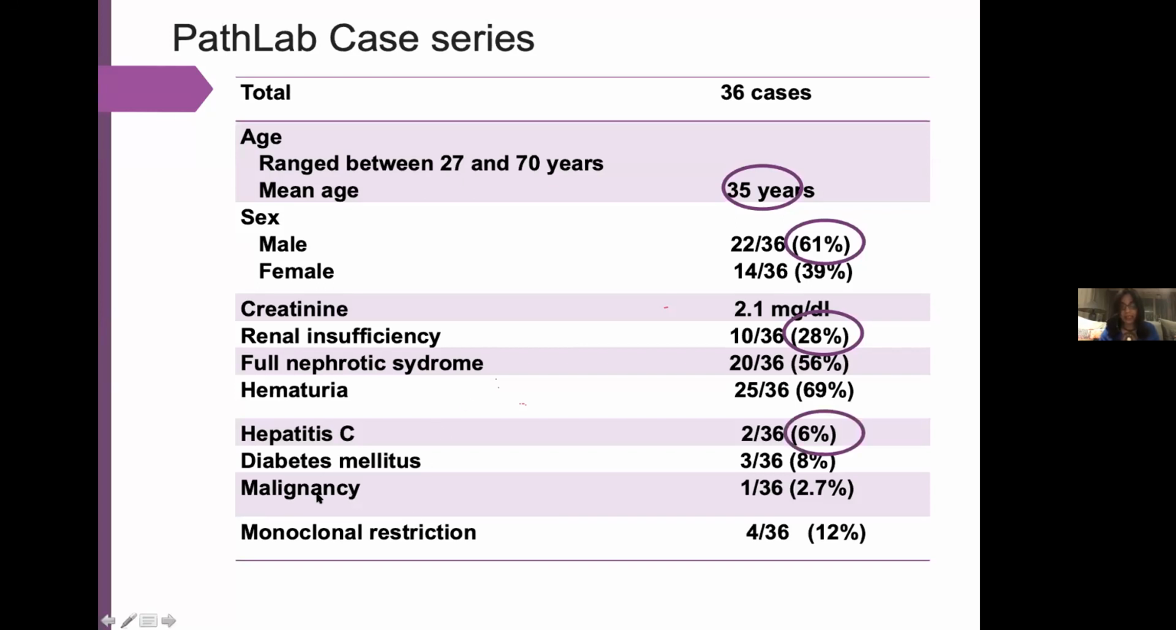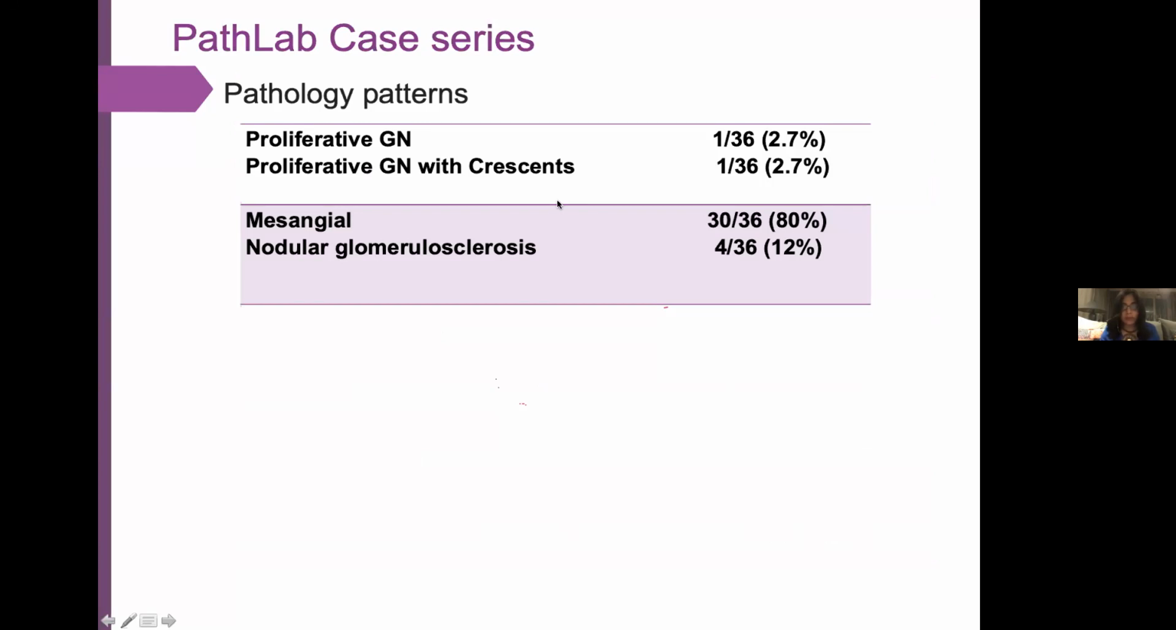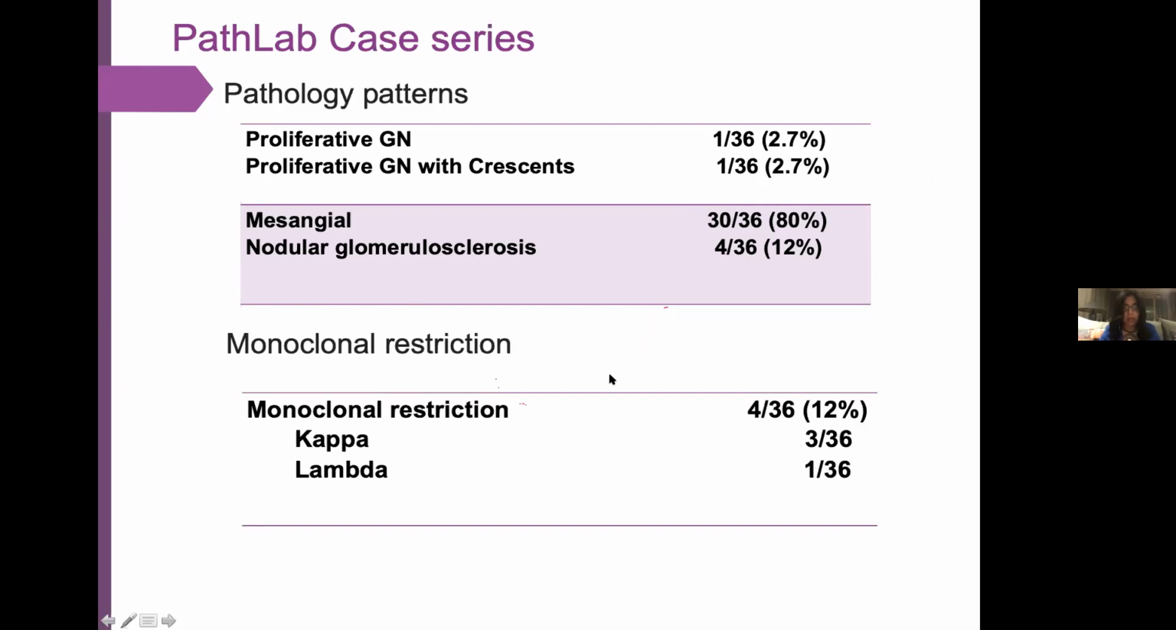Hep C, we are the country of hepatitis C, and we had 6% of our cases only related to virus C. The rest were more or less the same like the reported incidences. We had 12% monoclonal restriction. The pathology patterns, as I mentioned, we had only one case with a proliferative GN, another case with crescents. However, 30 out of the 36 cases had a mesangial pattern, and out of them, 4 had a typical nodular glomerulosclerosis. Monoclonal restriction was mainly kappa in 3 of the cases, and 1 case was a lambda.